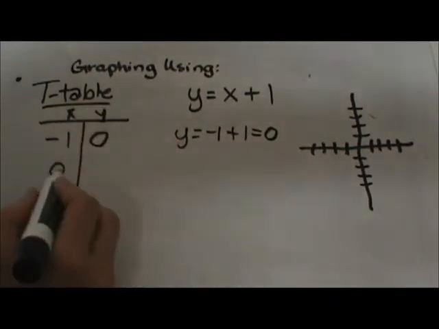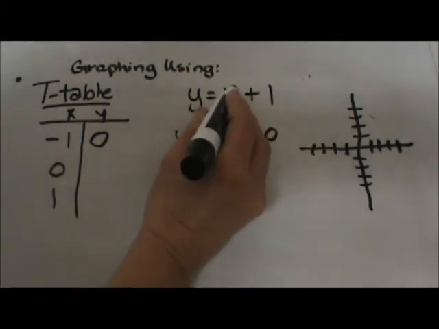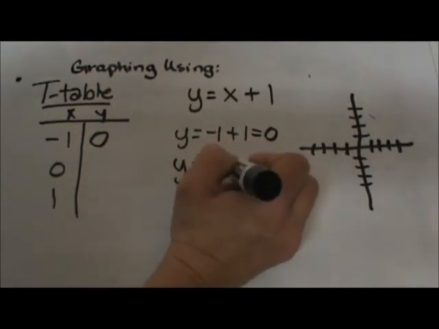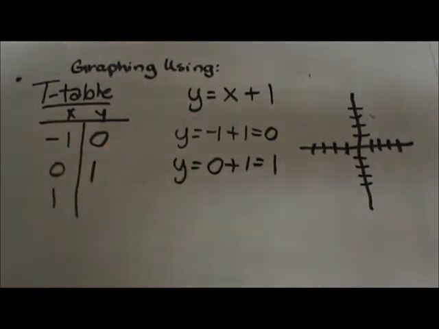Now let's plug in 0 for x. So I go back to the original equation, and this time I'm plugging in 0 for x. So y equals 0 plus 1, which is equal to +1. So my output is 1.